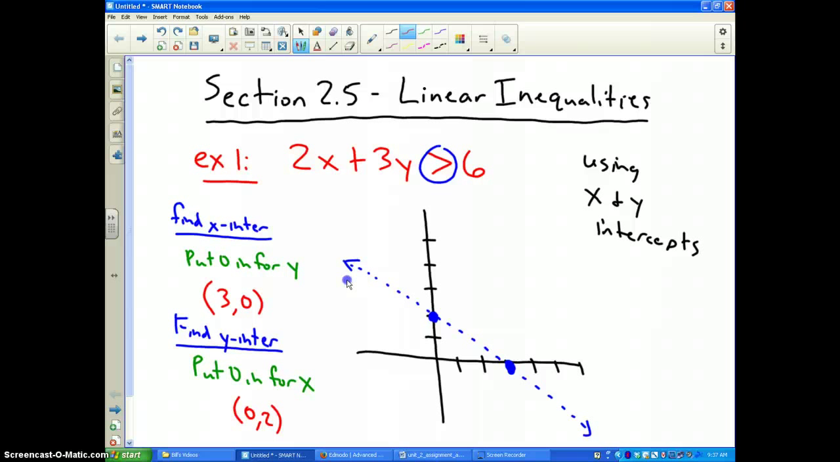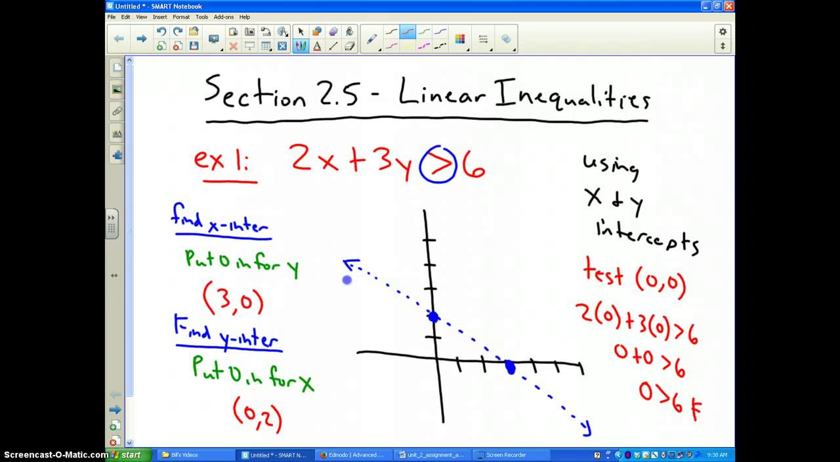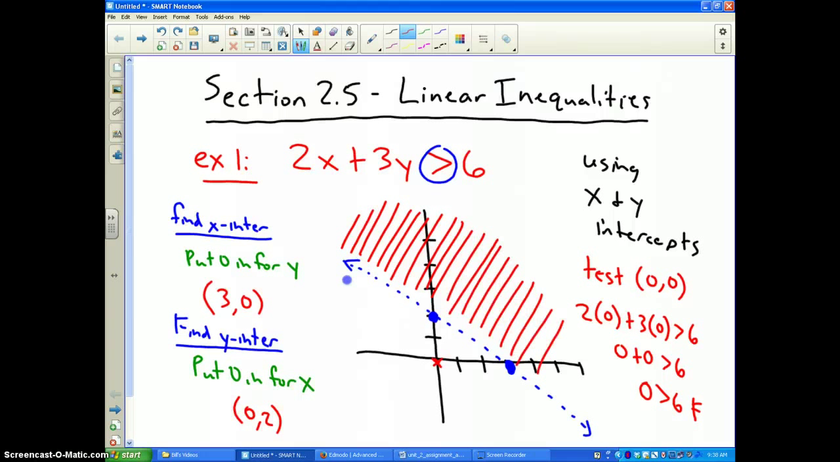And finally, I need to test one point. Since (0, 0) is not on the boundary line, I'm going to put 0, 0 in for x and y. So I get 2 times 0 plus 3 times 0 is greater than 6. Does that form a true statement? Well, 2 times 0 is 0, 3 times 0 is 0, which gives us 0 greater than 6. That is false, which means the test point (0, 0) is not on the graph, which means I need to shade the other side. And that is graphing an inequality using the two intercepts.